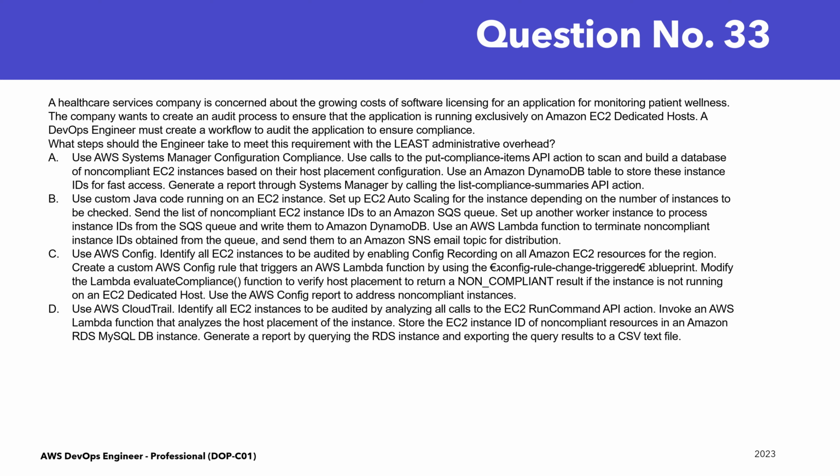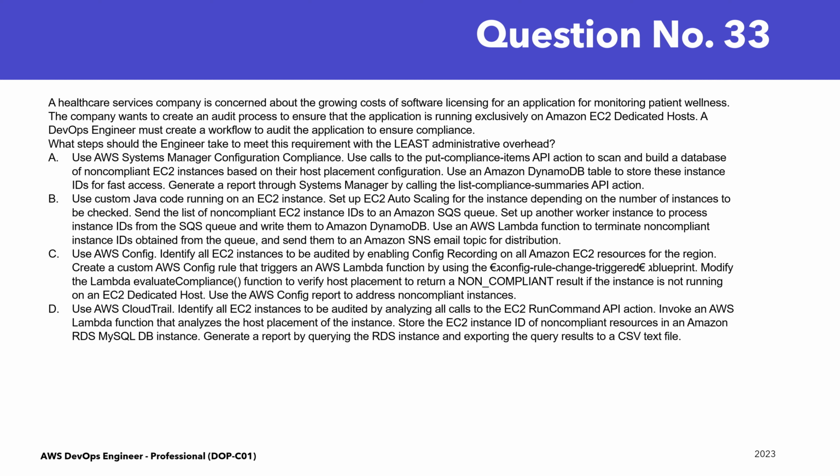B. Use custom Java code running on an EC2 instance. Set up EC2 auto scaling for the instance depending on the number of instances to be checked. Send the list of non-compliant EC2 instance IDs to an Amazon SQS queue. Set up another worker instance to process instance IDs from the SQS queue and write them to Amazon DynamoDB. Use an AWS Lambda function to terminate non-compliant instance IDs obtained from the queue, and send them to an Amazon SNS email topic for distribution.